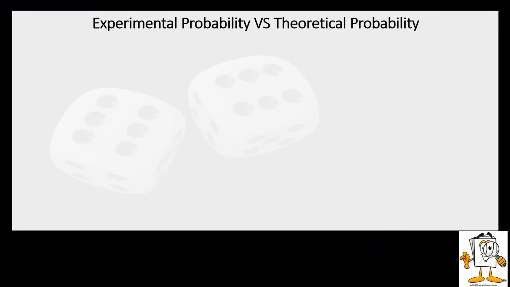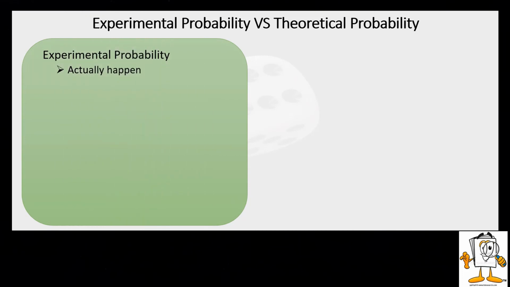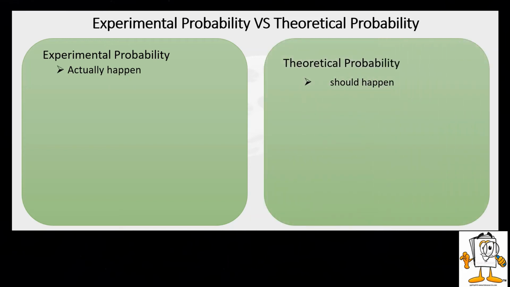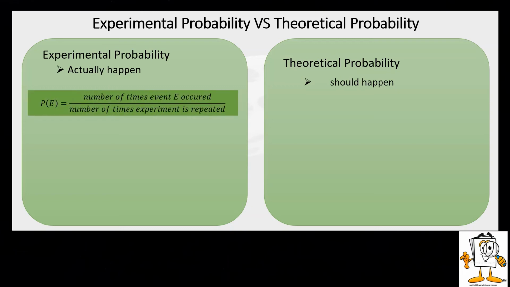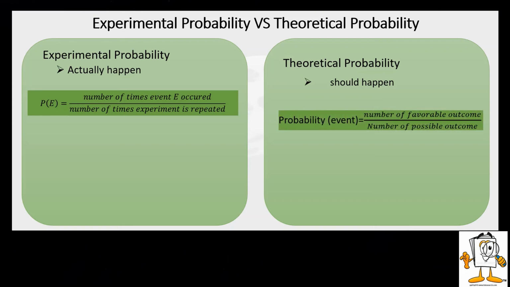Ano nga ba ang pagkakaiba ng experimental at theoretical probability? In experimental probability, this is actually happen. Ito yung actual na result na lumabas based on the experiment or trials. Pag sinabi naman natin na theoretical probability, this should happen without performing any experiment or trials. So in experimental probability, we have our formula, number of times event occurred over number of times experiment is repeated. While in theoretical probability, that is number of favorable outcomes over the number of possible outcomes.